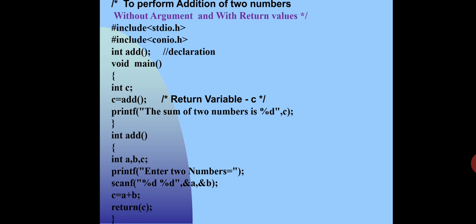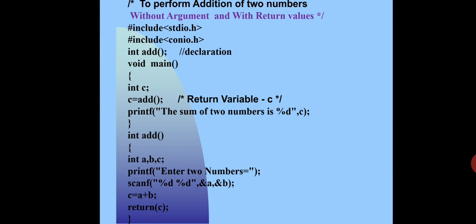What will be happening? The value will be returned to the main function. From there itself, it will be printed. So when return c is executed, the value will be stored into the variable c. Then from the main function, it will be printed. This is called without argument with return values.